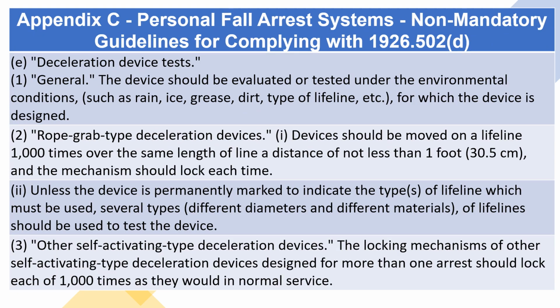Deceleration device tests. 1. General. The device should be evaluated or tested under the environmental conditions, such as rain, ice, grease, dirt, type of lifeline, etc., for which the device is designed. 2. Rope grab type deceleration devices. Devices should be moved on a lifeline 1,000 times over the same length of line, a distance of not less than 1 foot (30.5 centimeters), and the mechanism should lock each time. Unless the device is permanently marked to indicate the types of lifeline which must be used, several types, different diameters and different materials of lifelines should be used to test the device.